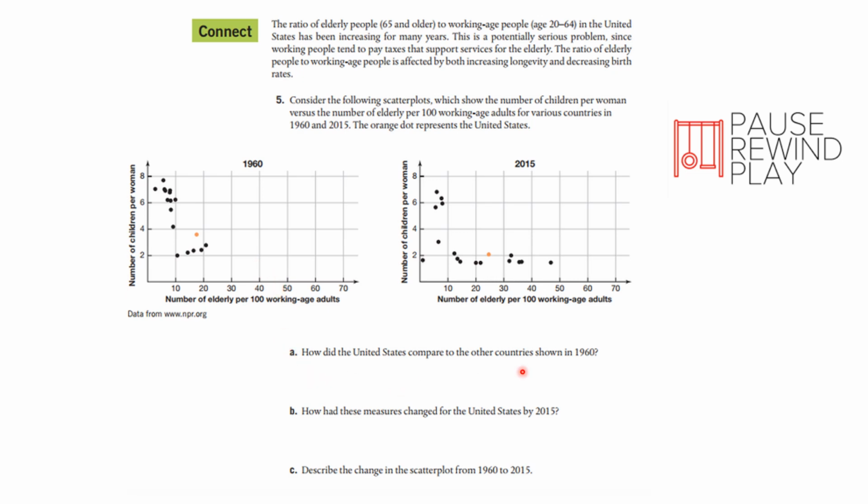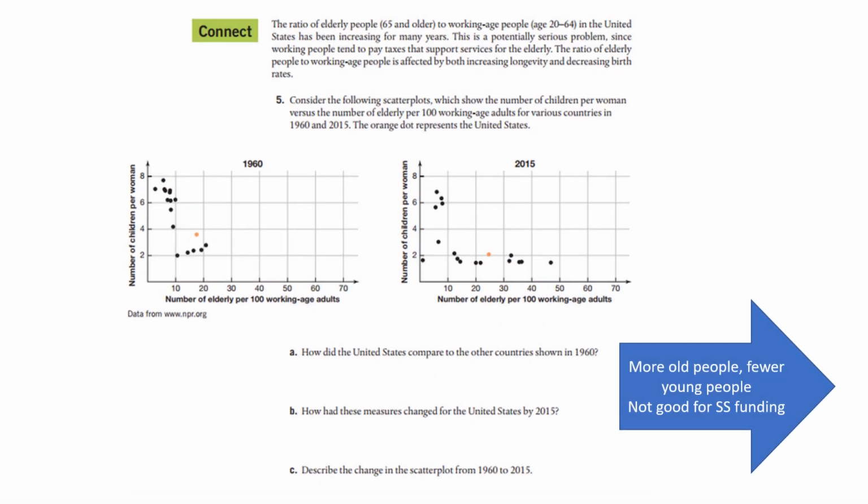So how did the United States compare with other countries? Shown in 1960, and again the other countries are shown with a dot. And how has this changed? And what does this mean? Describe what this means for you. So pause the video, make up some conclusions, and we'll compare notes. See how you did. So you've got more older people and fewer people paying, so this is not good for Social Security funding.